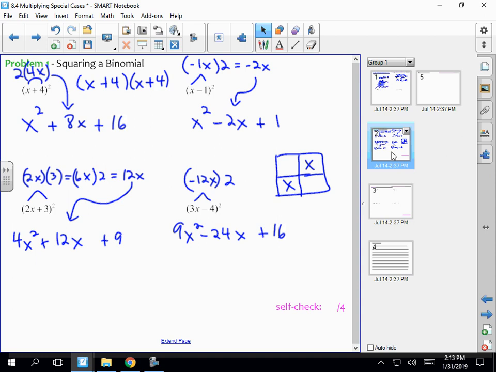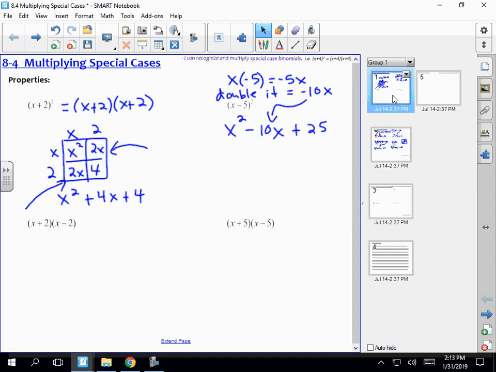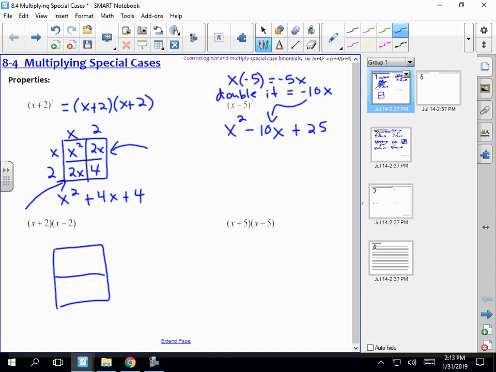If you go back to these, we're going to notice a pattern as we do the little box. We're going to do the box first. So we have x plus 2 times x minus 2. That's going to give us an x squared in the top left. x times 2 is 2x in the top right. x times negative 2 is negative 2x in the bottom left. And then negative 2 times 2 is negative 4 in the bottom right.